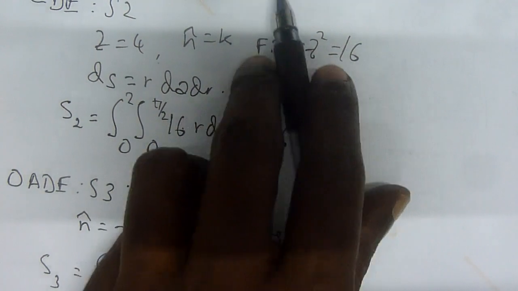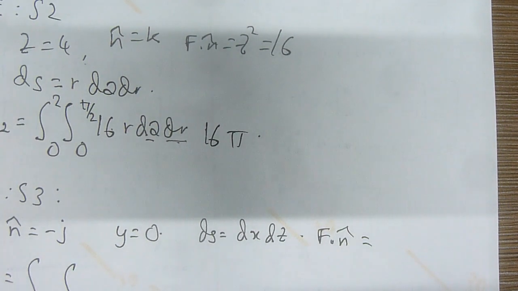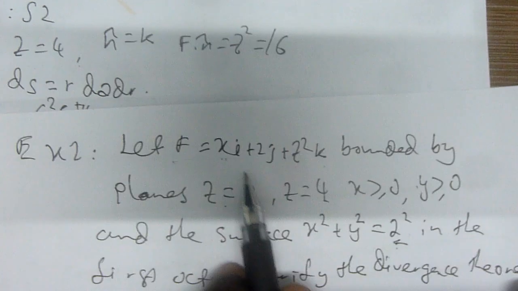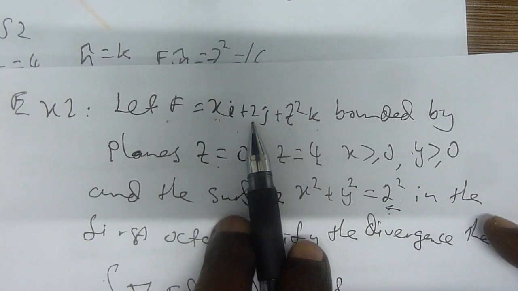I forgot to calculate the F dot n. What are we getting here? F dot n, with n equals negative j, look at this, j is 2.